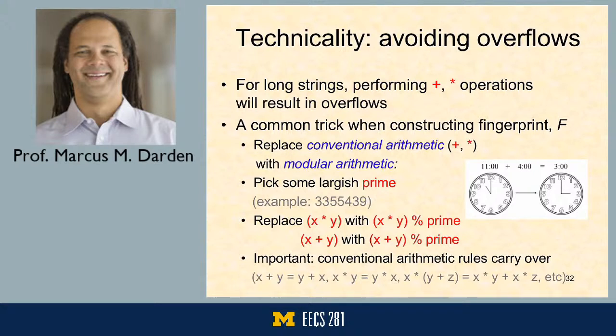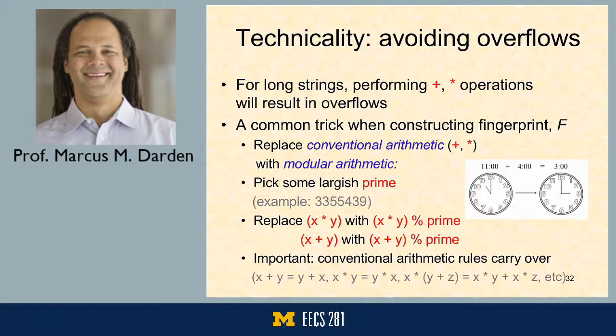And this is typically done with some largish prime. Here, the example given is 3355439. That's a largish prime. I don't know how long it would take me by hand to find a prime number that's in the 3 millions, but it's not a small prime. So every time I add a new character at the beginning, I would mod by some prime, and that would keep my value in a particular range and keep me from overflowing.